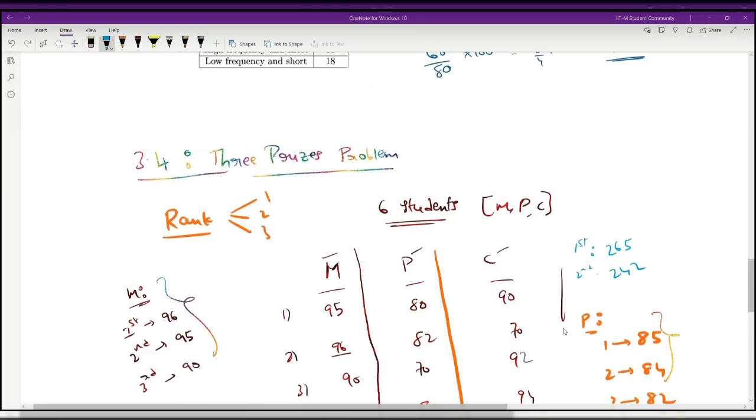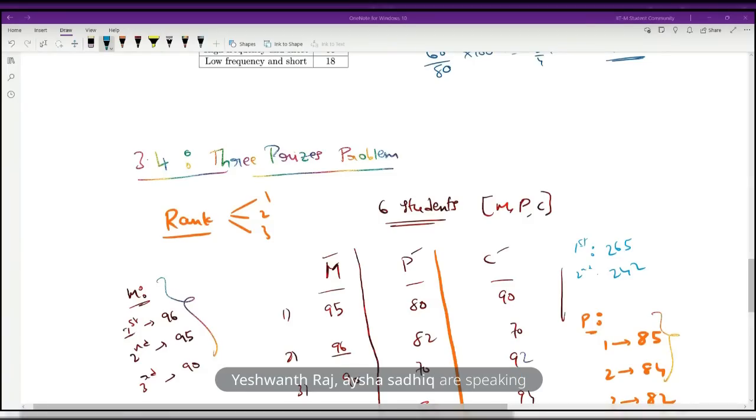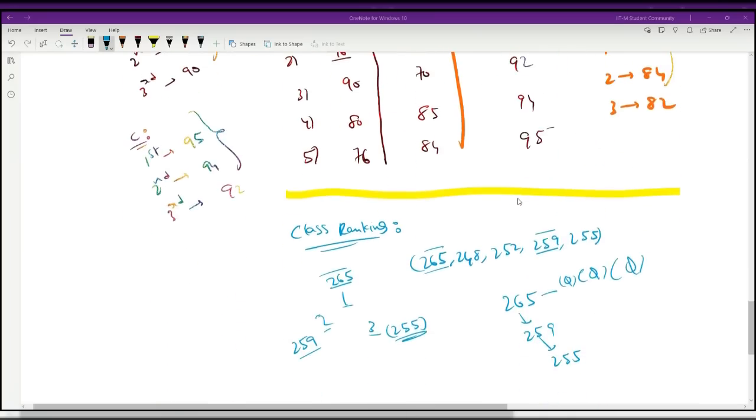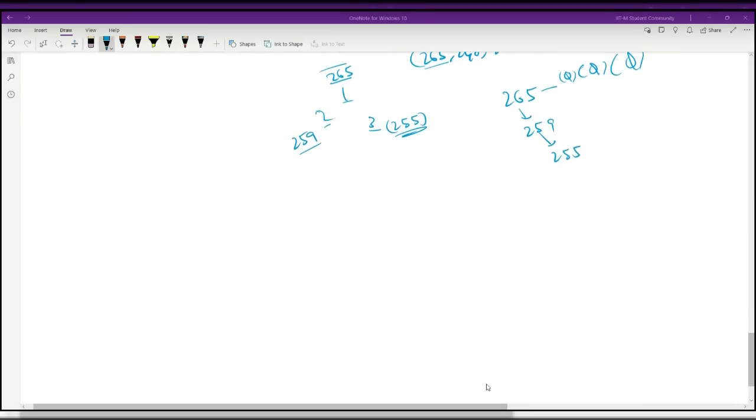Am I clear with the three prices problem concept? Guys, did you understand, everybody? Yes, sir. Understood. Any doubts regarding this? No, sir. I think now it would be very easy for you guys to do the activity questions as well.